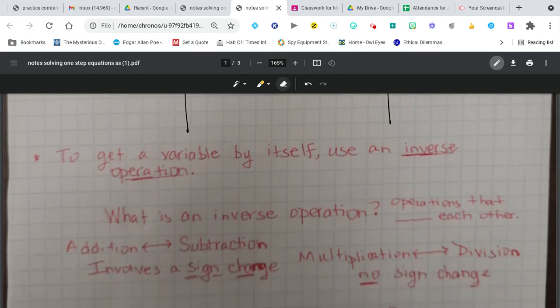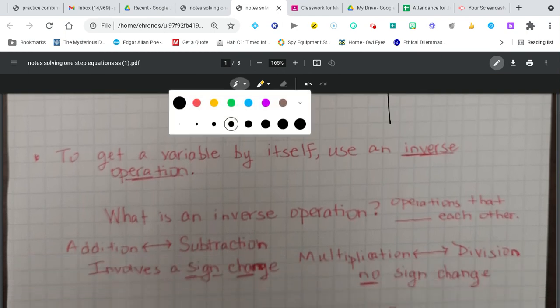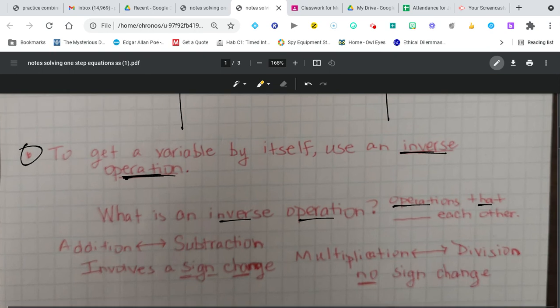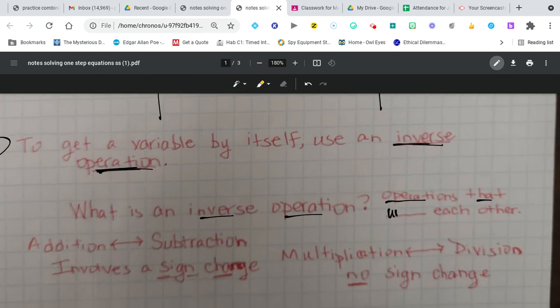So let's take a look at this one. To get a variable by itself, you're going to use an inverse operation, okay? So this is going to help us get rid of the number that's on the side with the variable. Using an inverse operation helps us get rid of that number. So exactly what is an inverse operation? Well, inverse operations are operations that undo each other.